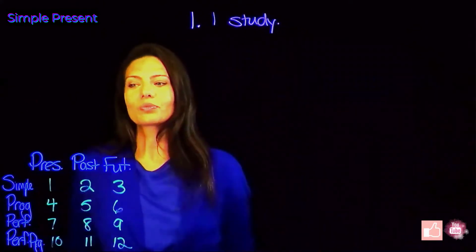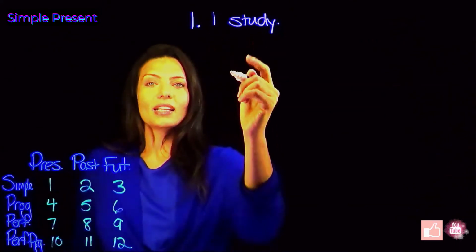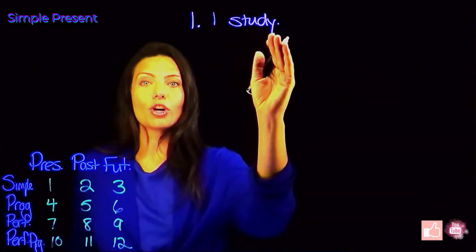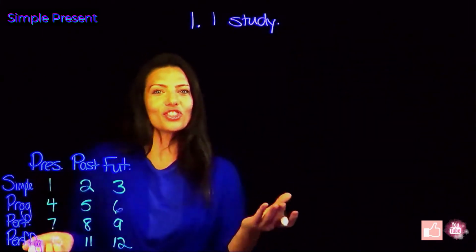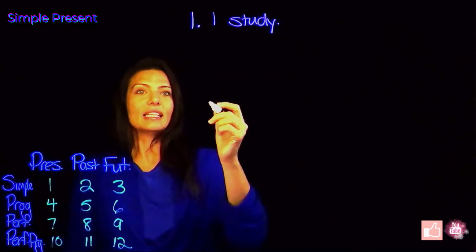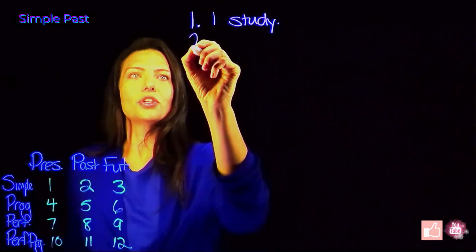This is the simple present. So I study, we have subject, verb. The verb will change according to the subject. So if you have he or she or it, he studies, she studies. Right?